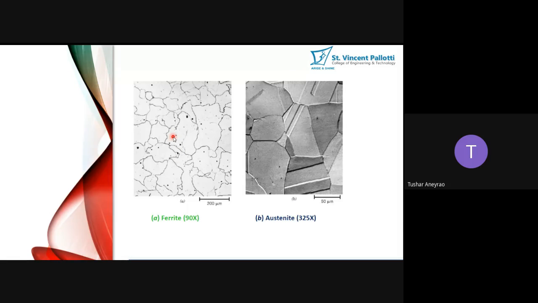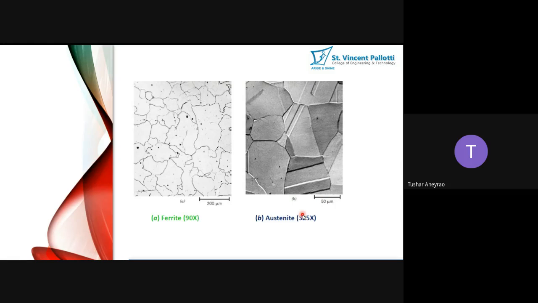These grains are of alpha, and I can only see the grain boundaries. The grain boundaries are due to precipitation of the carbon available with this alpha iron at the grain boundaries, and the additional carbon is precipitated in the form of spots inside the grains. So this is alpha ferrite. Then this is austenite at 50 micrometer magnification.